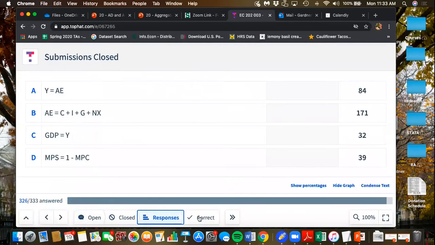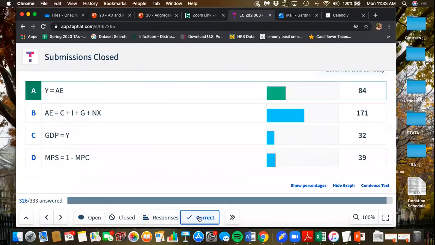All right, let's see how you guys did. So this happened in the last class as well. I think what you guys might be remembering is here, this B answer that was the most popular one is actually just how we describe aggregate expenditures. It's just the definition. It's not the equilibrium condition.